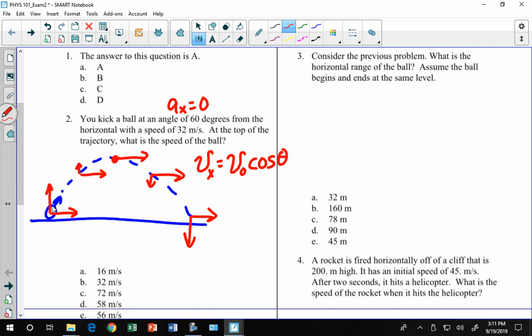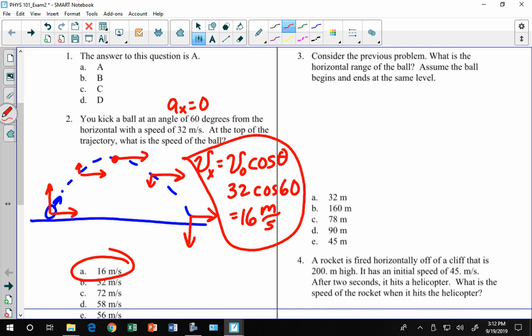Let's see, what's V naught? That's 32 cosine of 60. So that's equal to 16 meters per second. So it's going to be A. It's not really that difficult. You just have to recognize that the velocity at the top is only the x component of the velocity. So really this problem is just asking, what's the x component of the velocity?